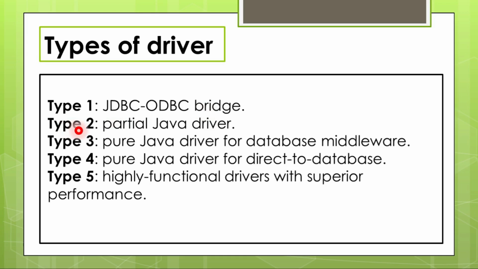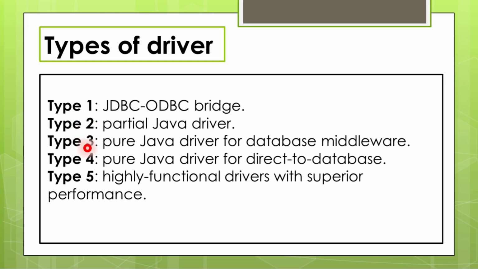The next one which came into existence is type 2, which is partially written using Java. I say it is partially written in Java because to develop this driver, Java native methods are used. Java native methods means those methods are not basically from the Java programming language. Some other programming languages are used. That's why it is called partial Java. But anyhow, type 2 is slightly better than type 1 in terms of performance.